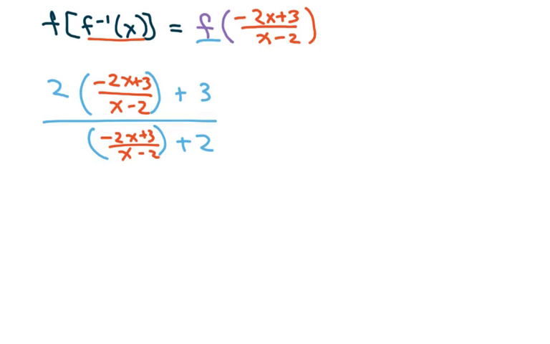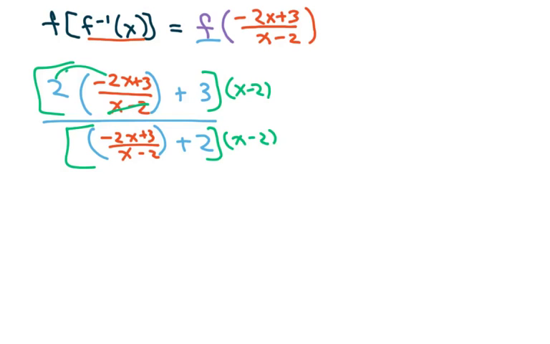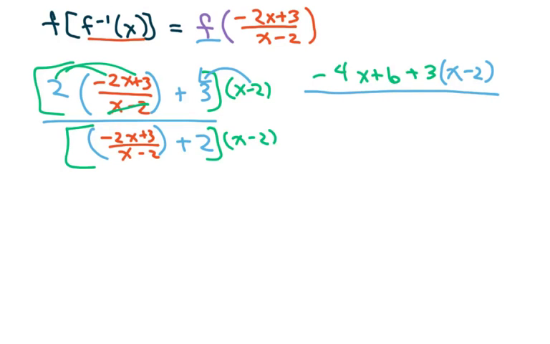And we're going to go ahead and do our algebra trick and clear the fractions here by multiplying by x minus 2. This is going to cancel here and distribute, so we're going to get negative 4x plus 6, and then plus 3. You have to distribute this as well, 3 times x minus 2. And for the denominator, this will cancel when you distribute. And you get negative 2x plus 3 plus 2 times x minus 2.